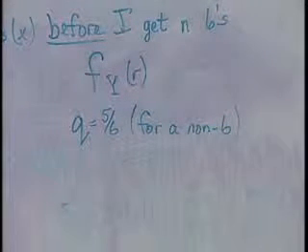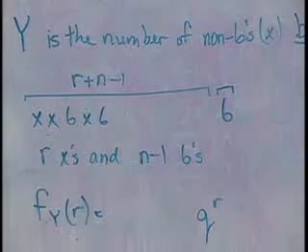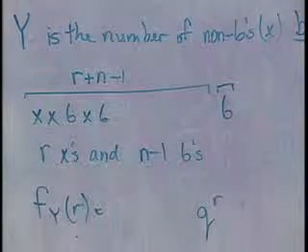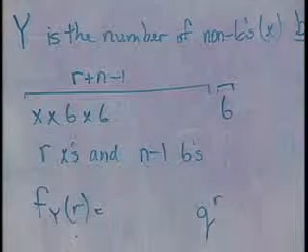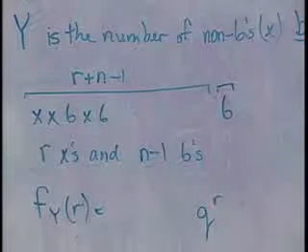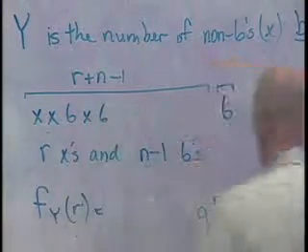We have to roll r non-6s in order for this random variable to have the value r. And how many 6s do we have to roll? N minus 1. No. N. We have to roll n 6s. We count this one.